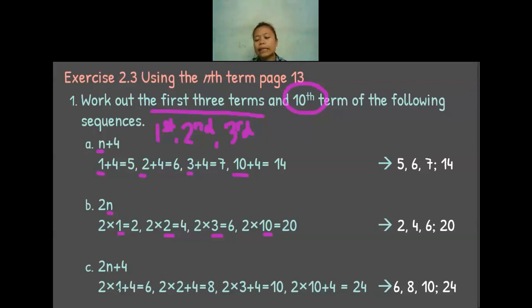There is a multiplication and addition. Remember, we have to finish the multiplication first. So we do 2 times 1, which is equal to 2. And then the number 2 will be added to 4, becomes 6. So the sequence will be 6, 8, 10, and 24.